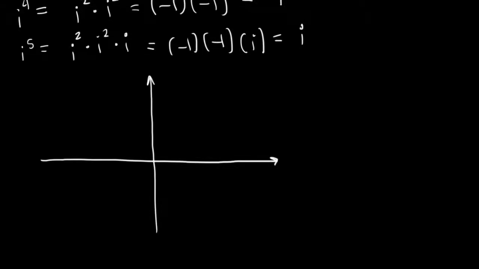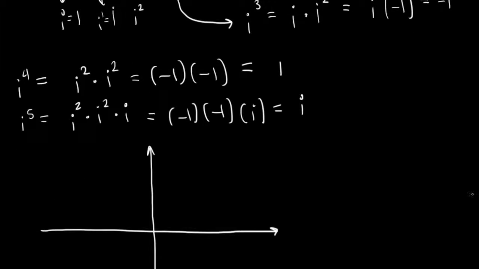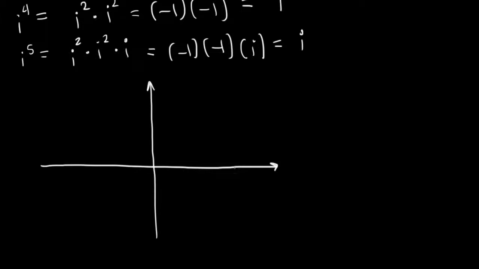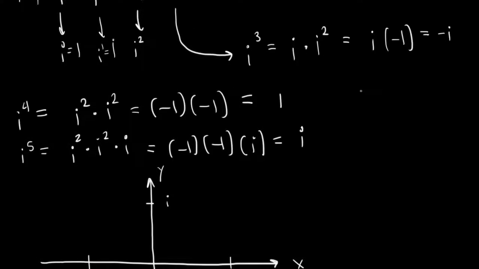So what do we have here? What were the values that we had? Let's go down here, and put x, y. We had 1, we had i, we had -1, and down here we had -i. So every time you multiply by i, you are spinning around this circle. This is 4 periodic.